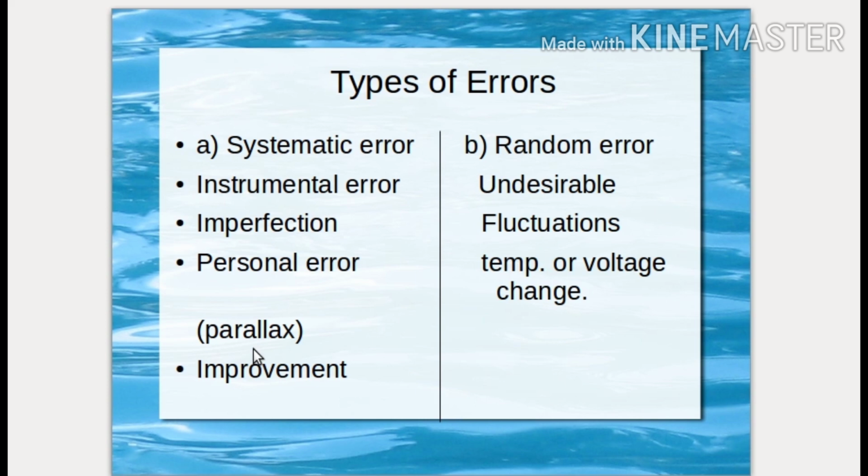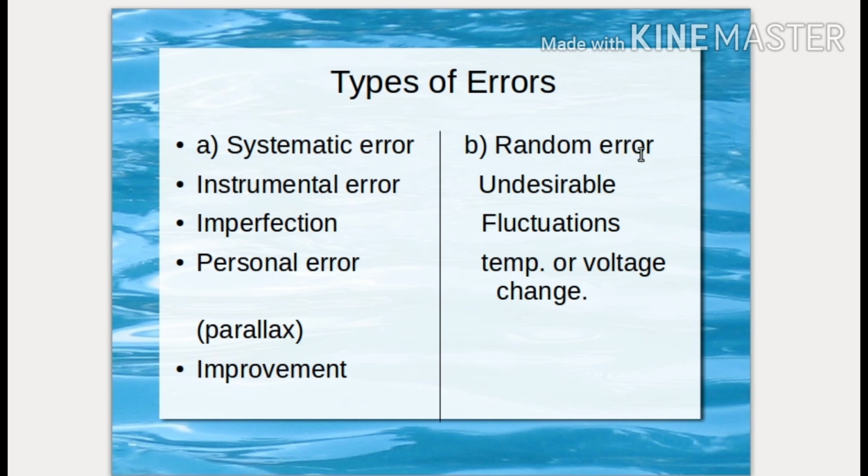Now what about their improvement? If we know all these errors, we are able to improve them. Of course we can, because these improvements will allow us to measure the value closer to the true value. Understood? Okay, now what about random error?